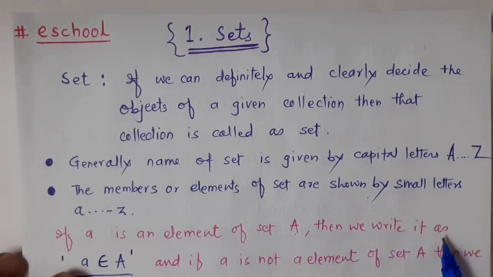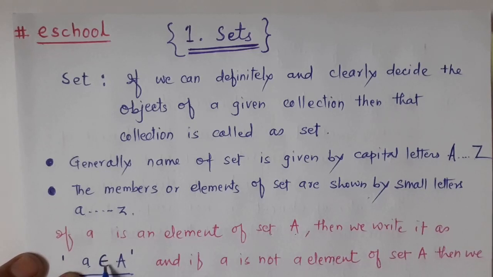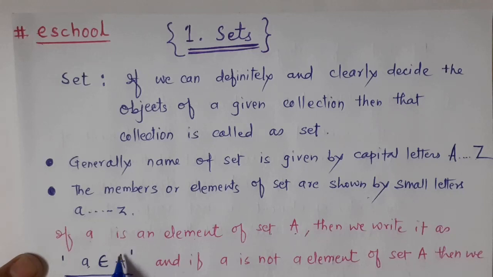Okay, if a is an element or a member of set A, then how can we write it? We write a, this sign belongs to, capital A. What is the meaning of this? That means a is an element of set A, and we write it in a symbolic manner like this. This capital A is the name of the set, and this small a is the element of this set.